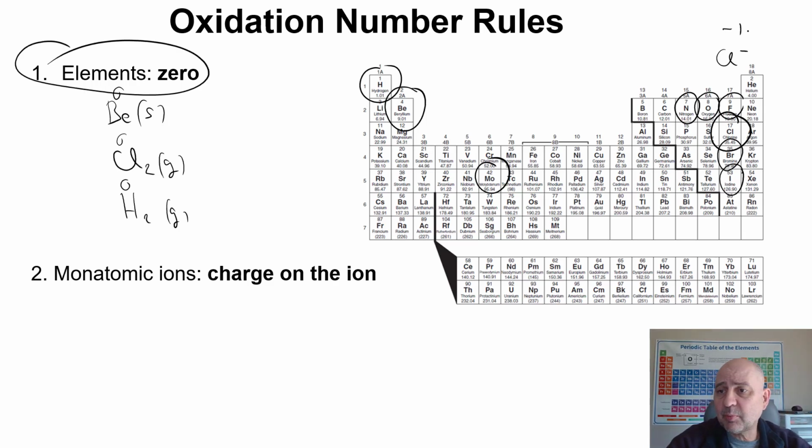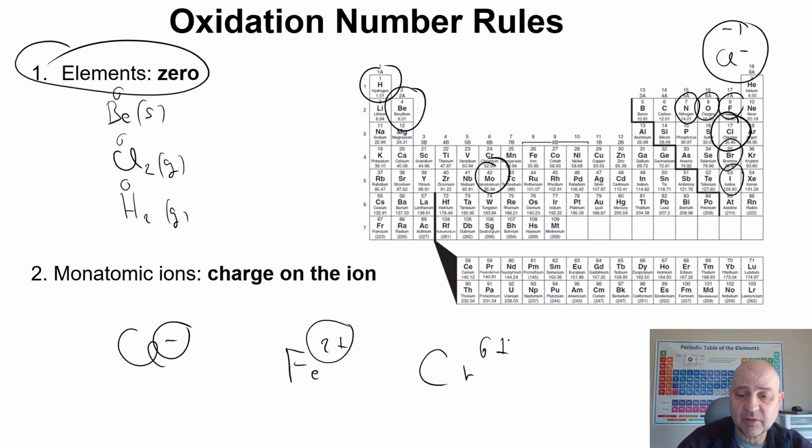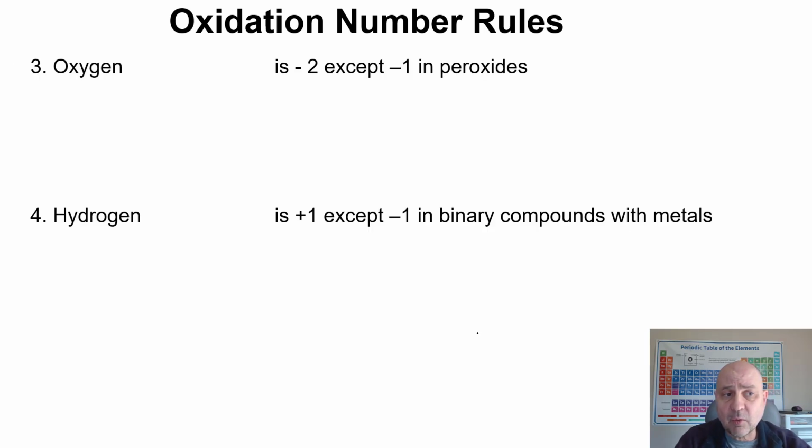Monoatomic ions, and I already put one up here, the chloride, they have charges, and their oxidation number is equivalent to their charges, right? So if we have iron 2+ or chromium 6+, the oxidation number is equal to the charge. But most of the time we do not have these ions by themselves. They're bound to another element in an ionic or covalent fashion. So then we have to follow certain rules. So these are the 2 big ones, oxygen and hydrogen.